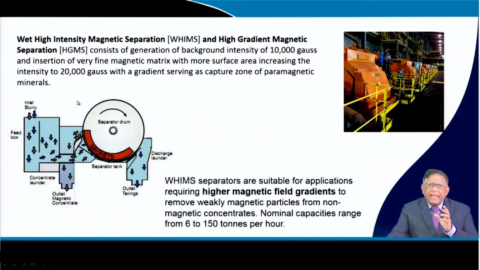Now, what does wet mean? The feed is coming in slurry form, and the magnetic particles get attracted to the drum and are discharged over here. The other one, which is non-magnetic, comes out again in slurry form and goes out. That is where you will have the launder where the concentrate goes, and the two slurry discharges separate out the concentrates from the non-concentrates.